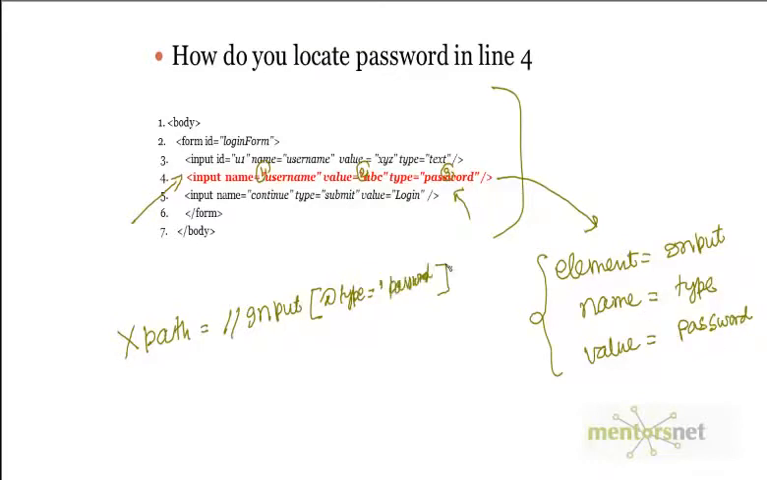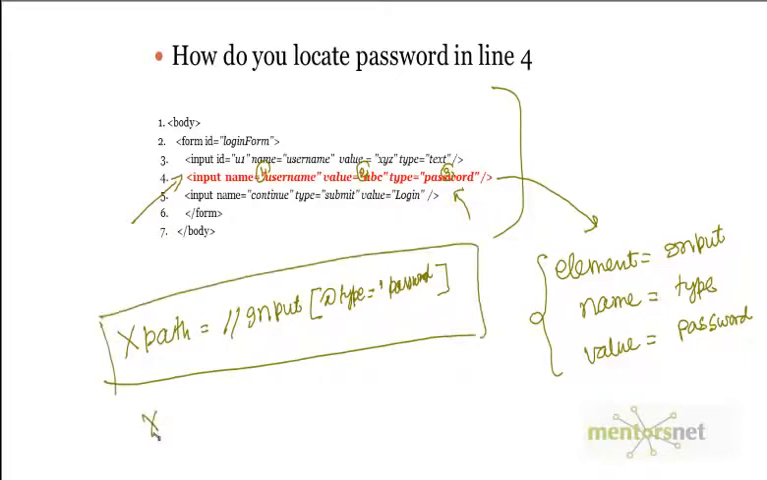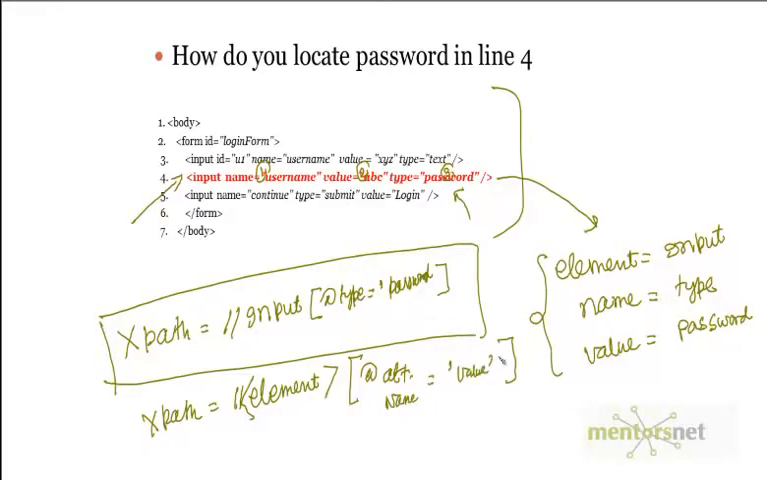Okay, so using this technique you can also locate your element. The formula is something like this: XPath is equal to //element name. Whatever element you find, put it in brackets, and then @attribute name is equal to, in single quotes, the value. So this is the generic form.